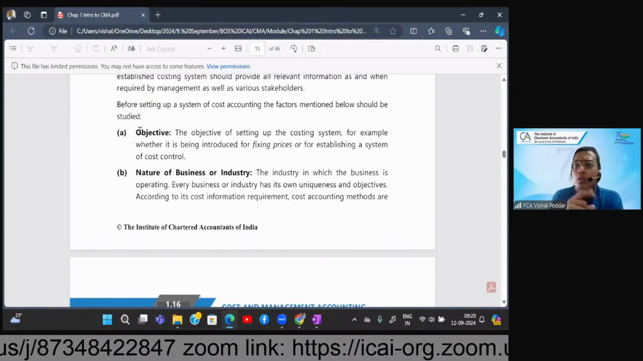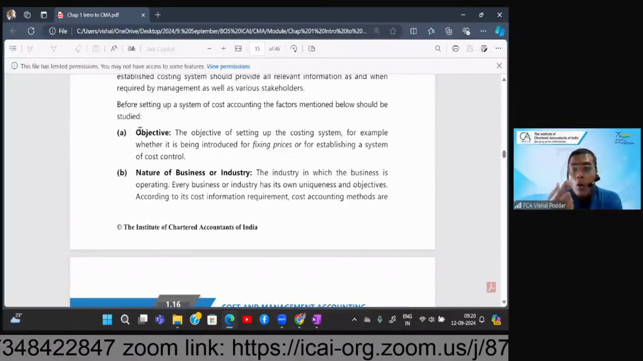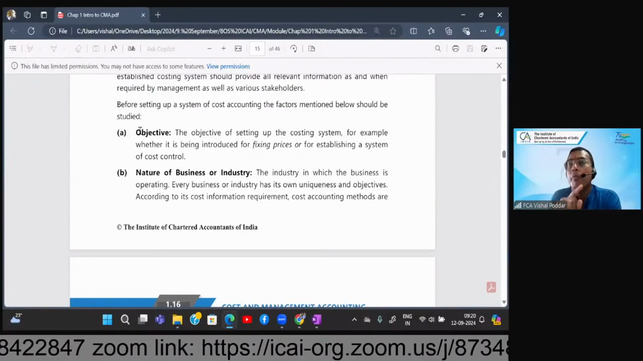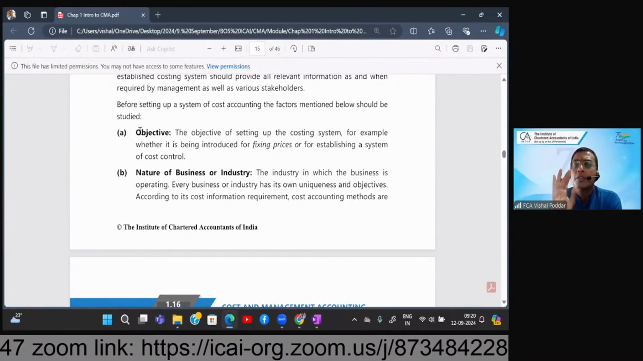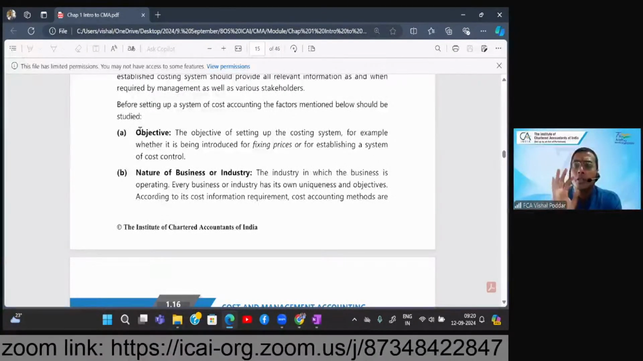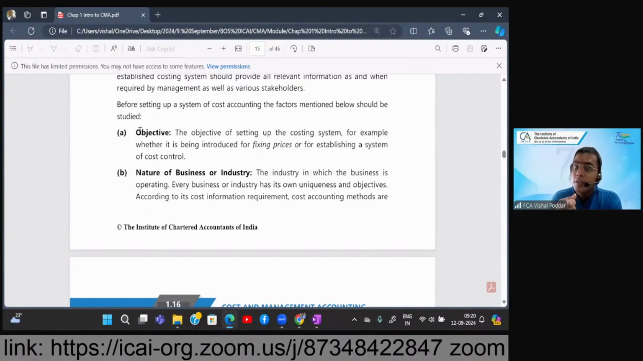This is the first most important question that you should keep in mind, so that you will buy or you will design a costing system which will match your objective. See, there are multiple objectives. You can do costing, you can do price fixation, cost control, cost reduction, decision making, everything can be done. But do you require all these things?